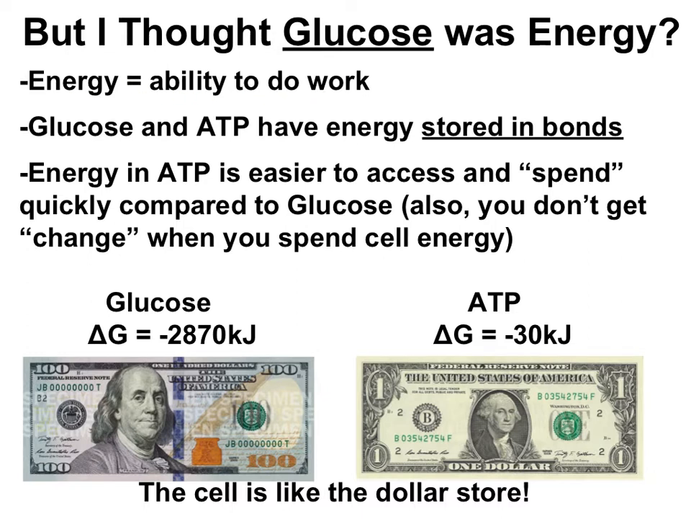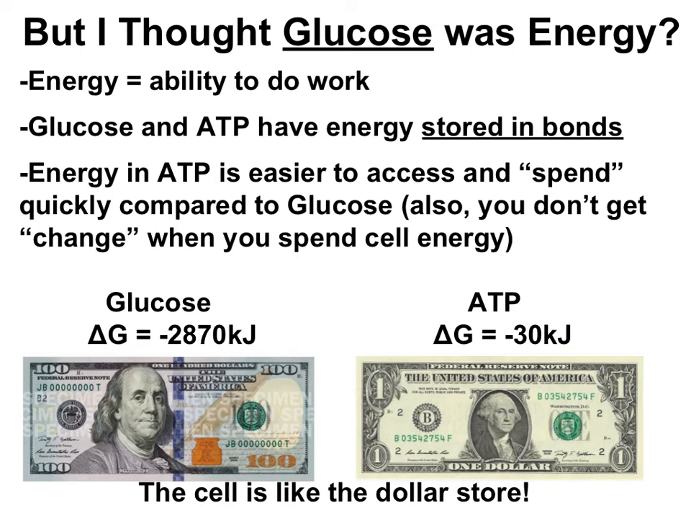So, what's the difference between energy that's in the bonds of glucose and energy that's in the bonds of ATP? Well, really nothing. It's just how much energy is stored in each compound. You can see in the diagram that glucose releases about 2,870 kilojoules of energy when it's broken down. ATP, on the other hand, releases about 30 kilojoules of energy when it's broken down. So that makes glucose kind of like a $100 bill and ATP like a $1 bill.